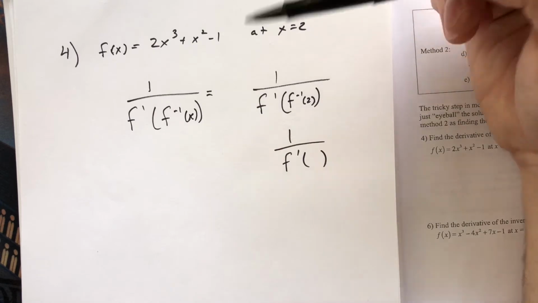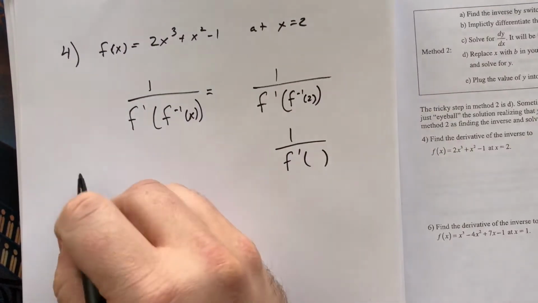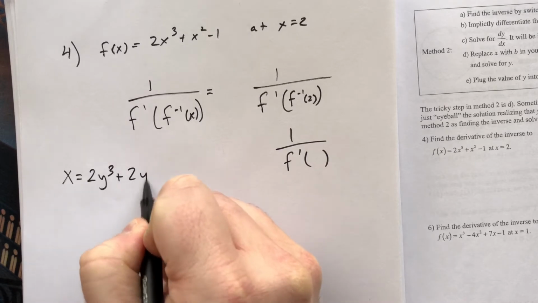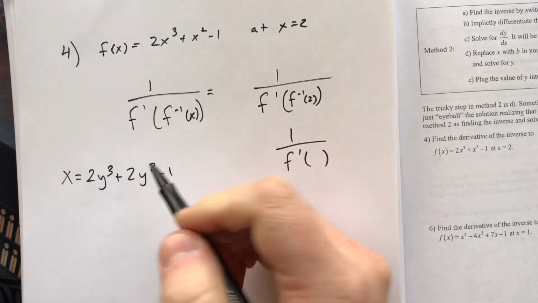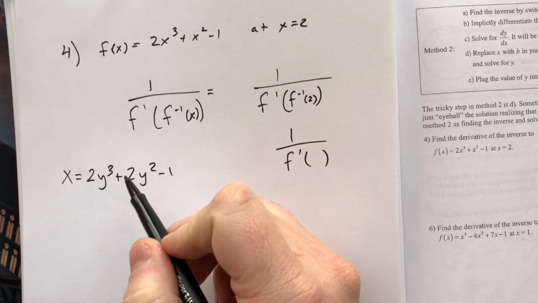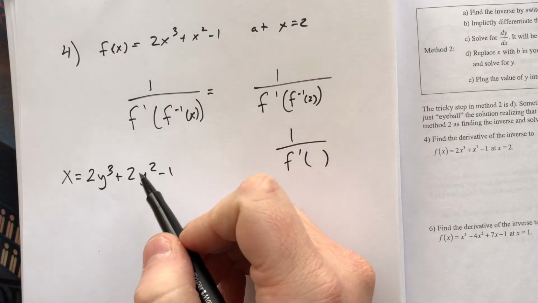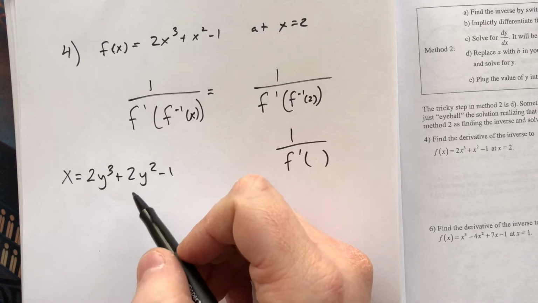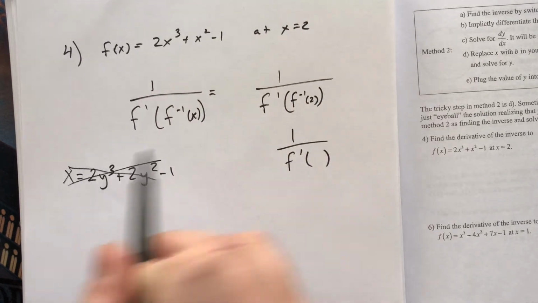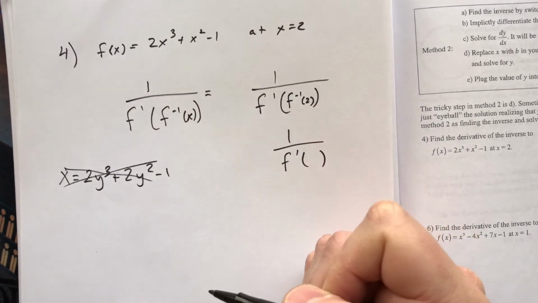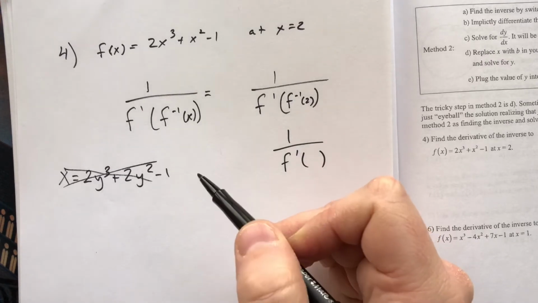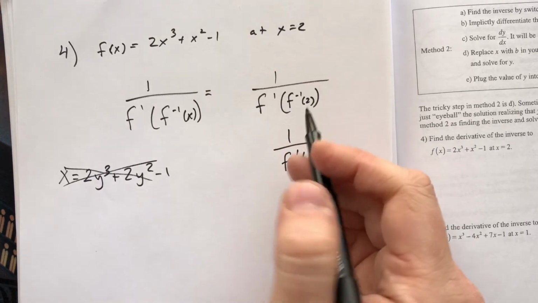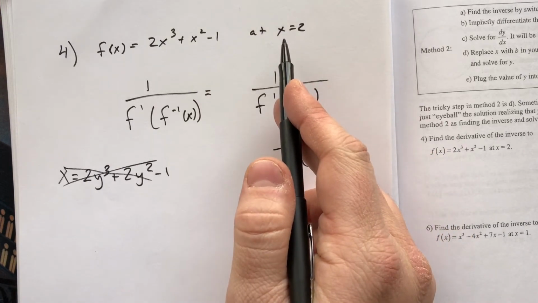And if you were to look at this, you know, let's try. x is equal to 2y cubed plus y squared minus 1. Trying to get y by itself here is a little bit of a fool's errand if we're trying to get y explicitly in terms of x. So that's not going to work for us. So instead what we can do is we want x equals 2, right?